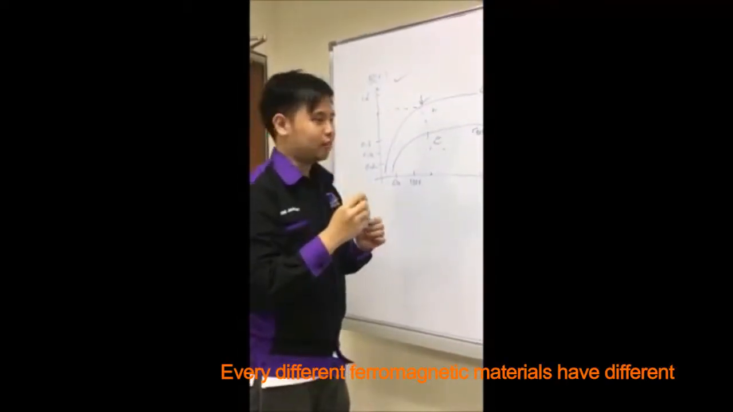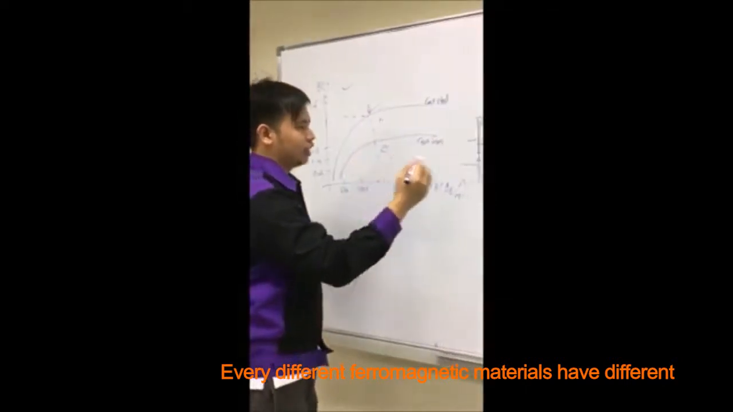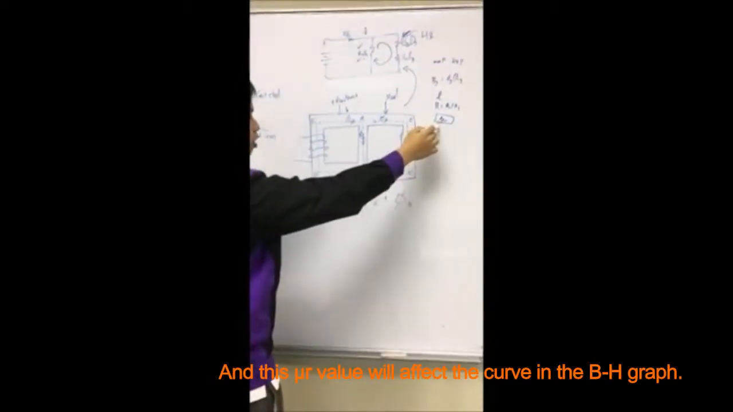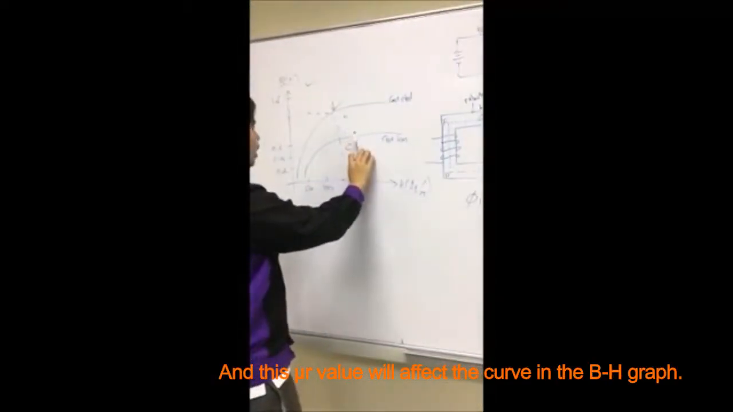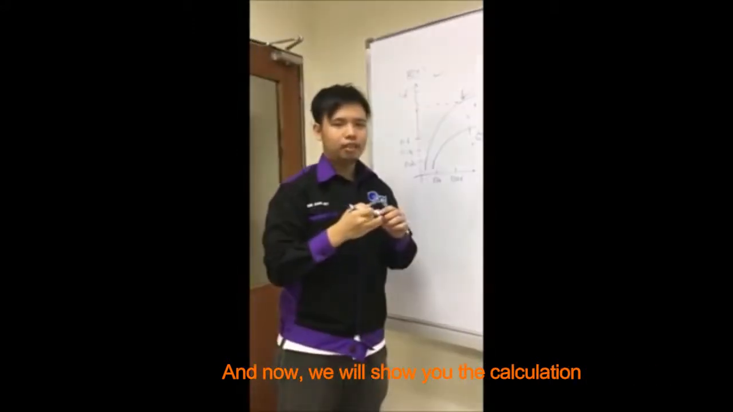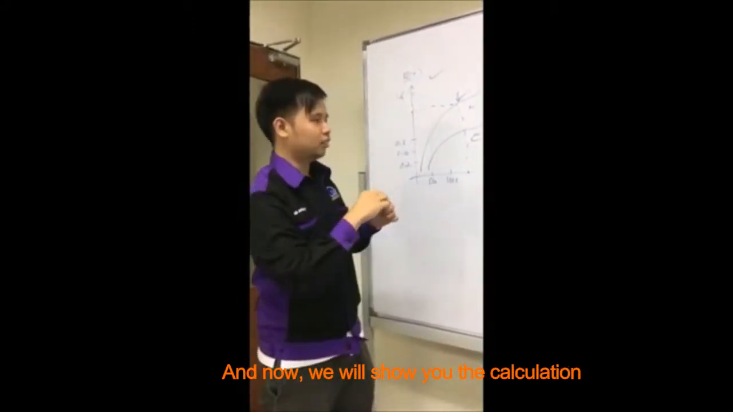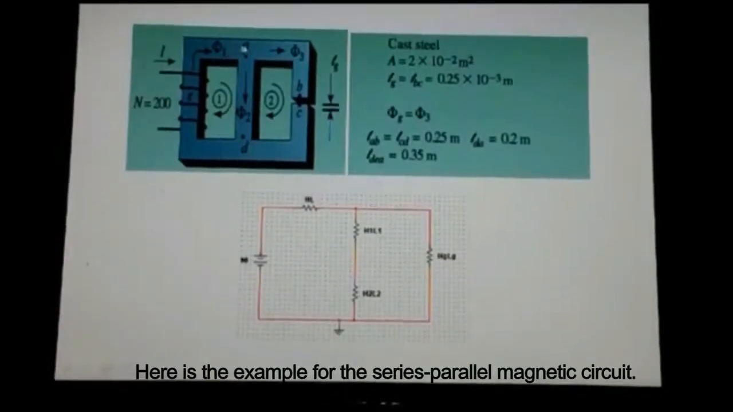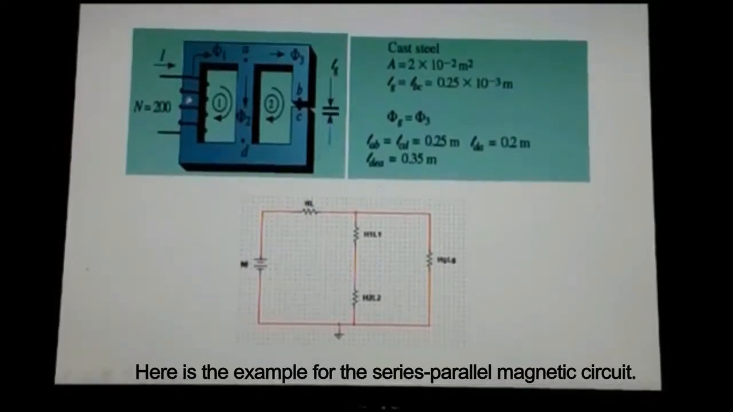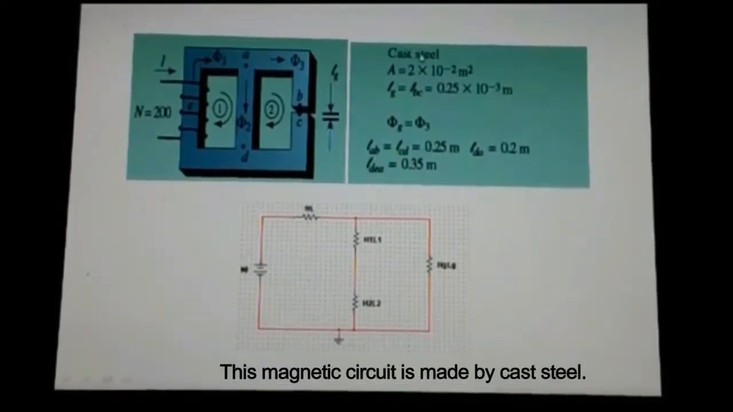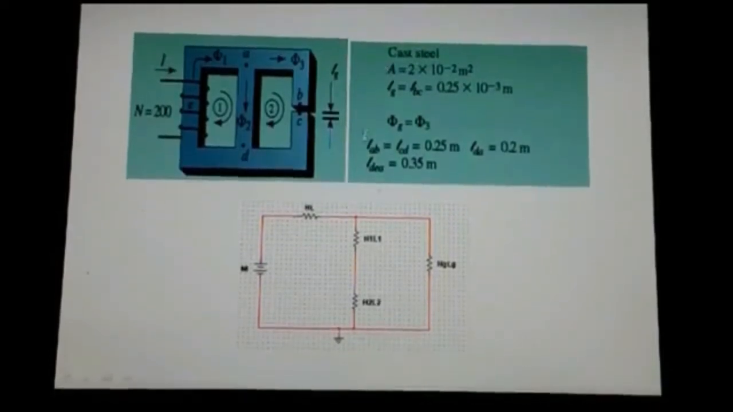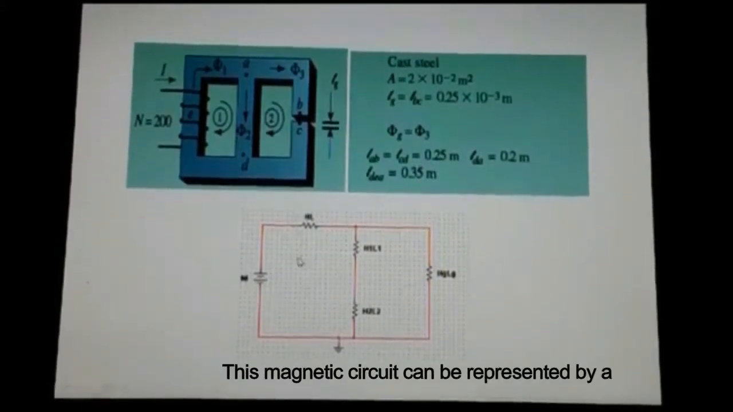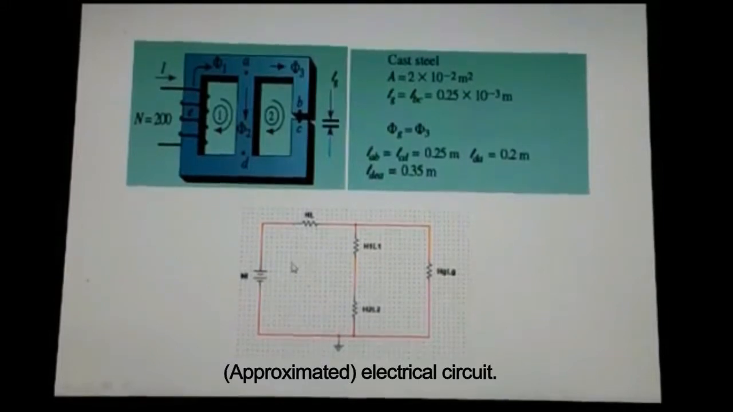Different ferromagnetic materials have different relative permeability μr, and this μr value will affect the curve in the BH graph. Now we will show you the calculation of the series parallel magnetic circuit. Here is the example for the series parallel magnetic circuit, and this magnetic circuit is made of cast steel. This is the information given by the question. This magnetic circuit can be represented by an approximated electric circuit.